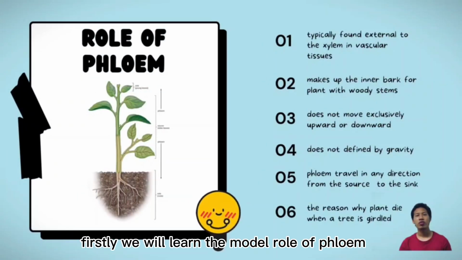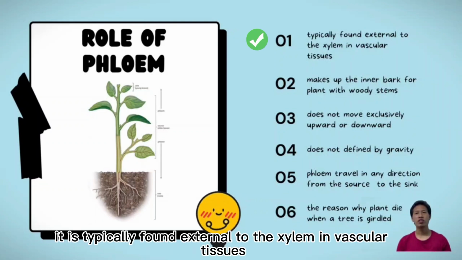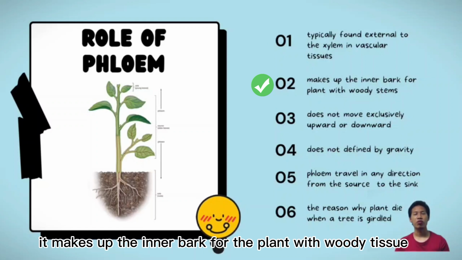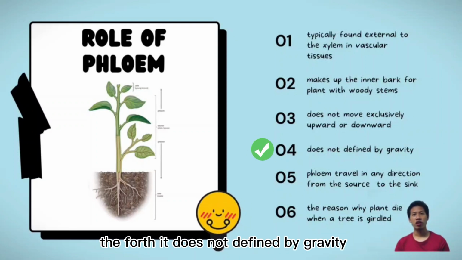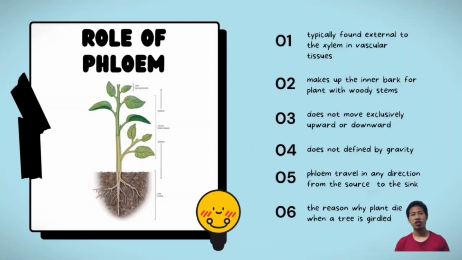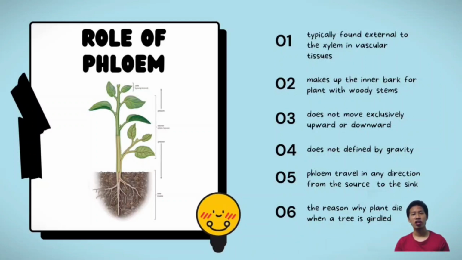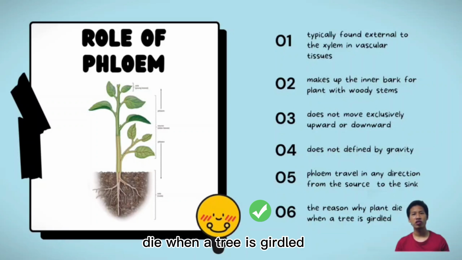Firstly, we will learn about the role of phloem. First, it is typically found external to the xylem in vascular tissue. Secondly, it makes up the inner bark of the plant. Thirdly, it does not move exclusively upward or downward. Fourth, it is not defined by gravity. Fifth, phloem travels in any direction from the source to the sink. And sixth, it is one of the reasons why a plant dies when the tree is girdled.